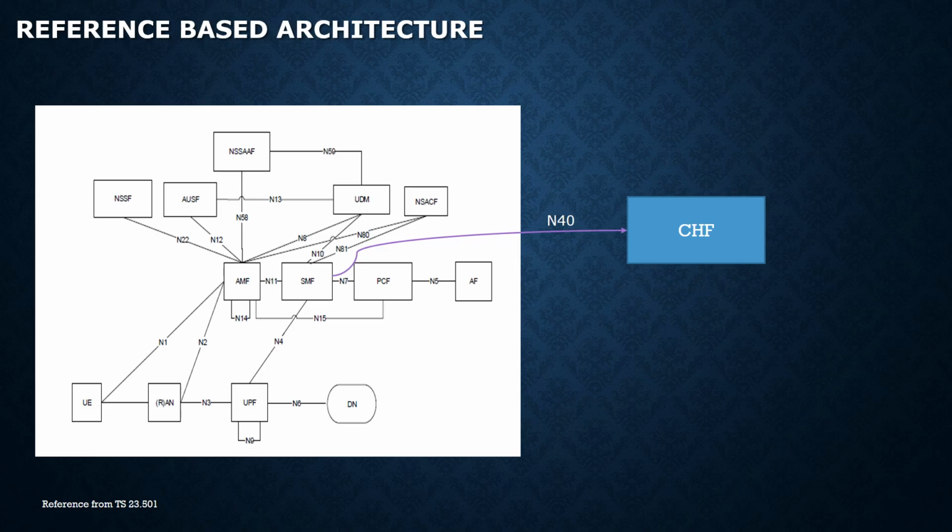And so practically these are the network functions which are required to offer eMBB or FWA services. And there is another network function called CHF, which is required for charging, online and offline charging. And then the interface towards CHF is called N40.